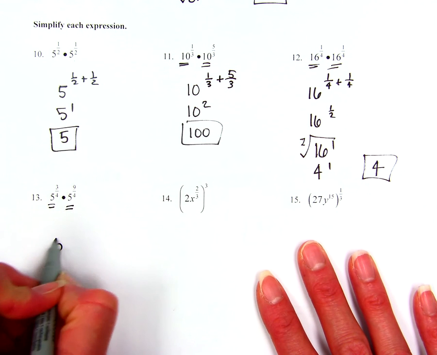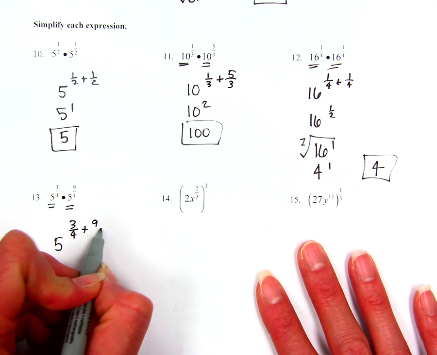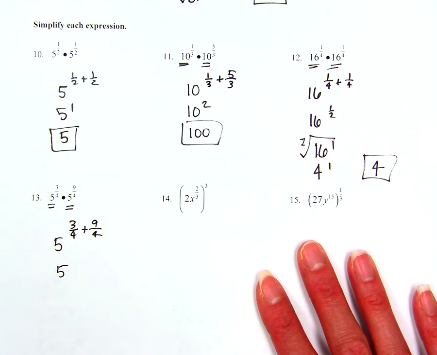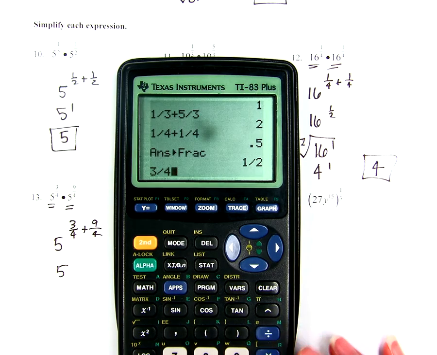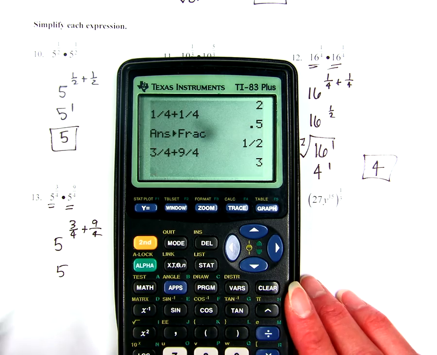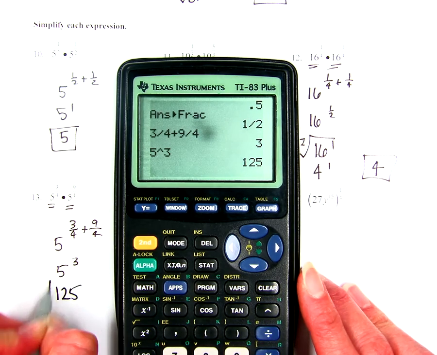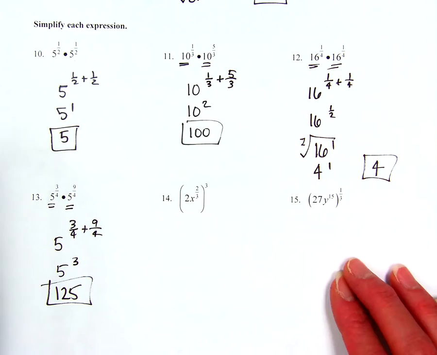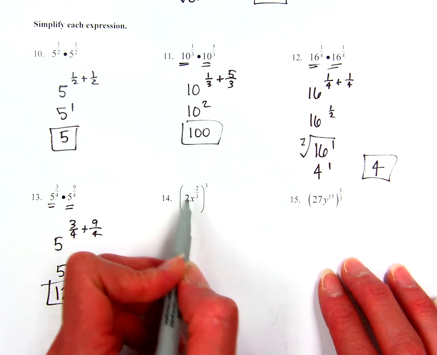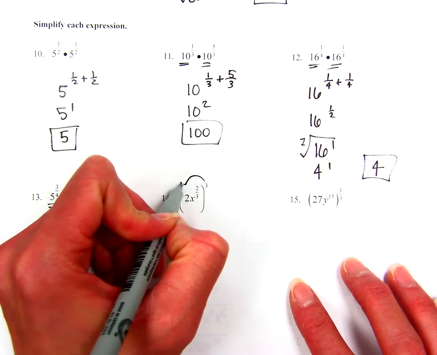All right, last one like that. We have a base of 5. So we're going to add 3/4 plus 9/4, and that's going to give us 12/4, which is 3. So 5 to the third. And if you don't know what 5 to the third is, you can figure it out, and that gives you 125.